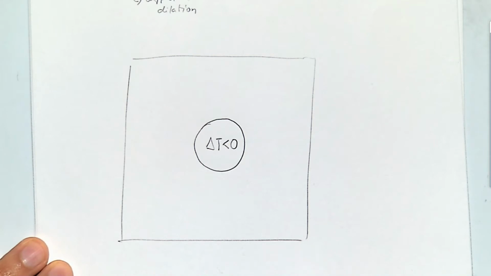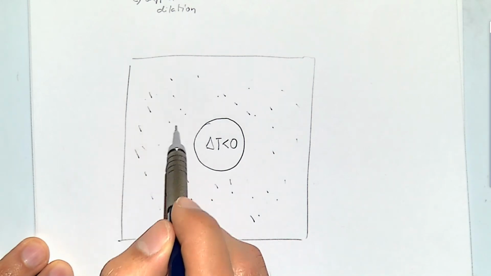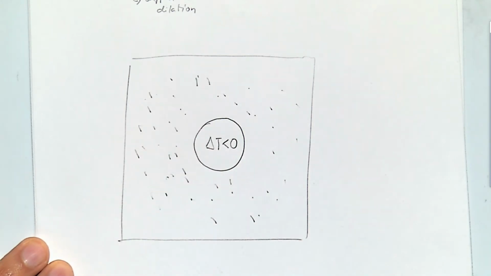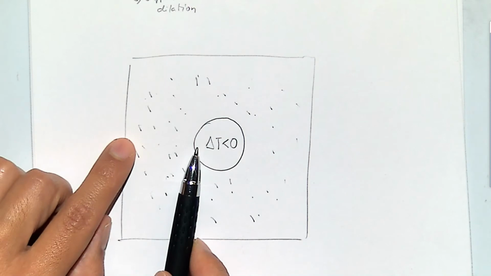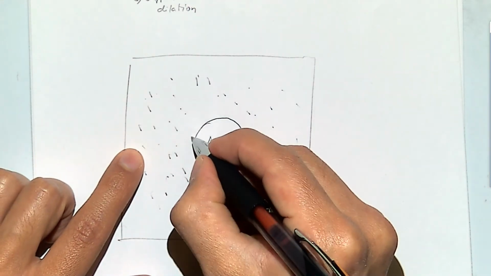If you lower the temperature and the rock is shrinking, so this is the rock, and you're lowering the temperature of the rock, it moves away from the center. So if the rock is shrinking in all directions, it should move away from the center.